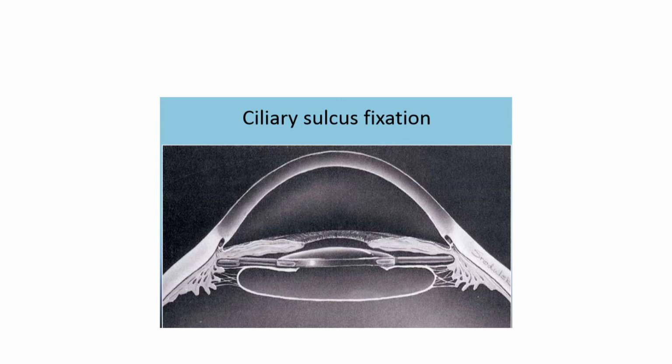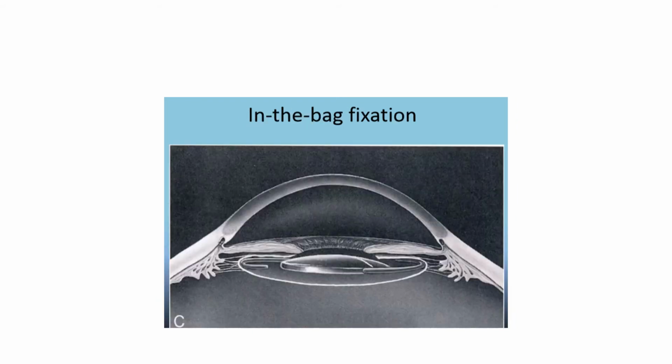So this is an example of ciliary sulcus fixation, in which the lens is lying between the iris and the anterior rim of the lens capsule. Now this picture shows the lens placed in the bag. In the bag fixation is the position of the lens. Here you can see the bag. There's the anterior rim of capsule, and the posterior capsule is very clearly visible in the cross section, and the lens is contained within the bag. So the lens is placed between the anterior rim of the capsule and the posterior capsule. This is a picture showing in the bag fixation of the IOL.